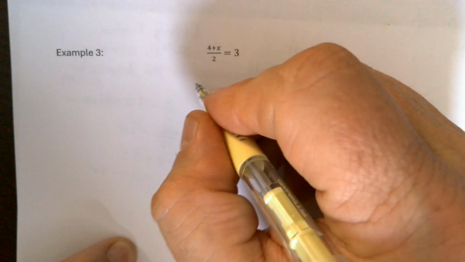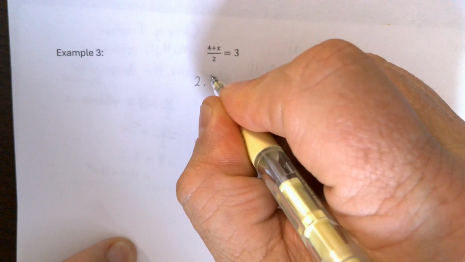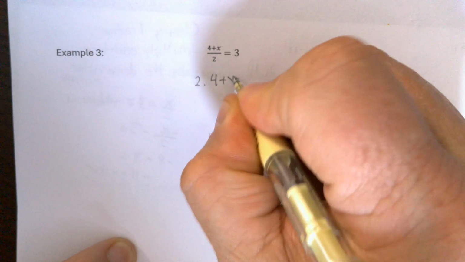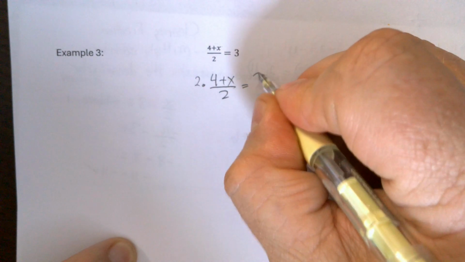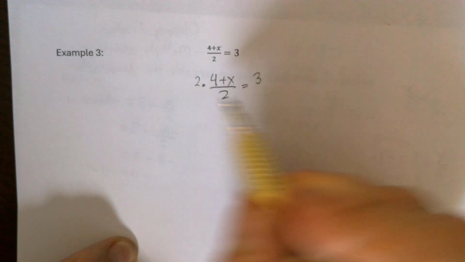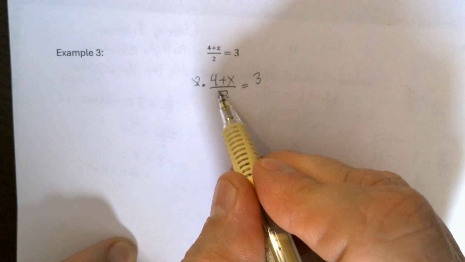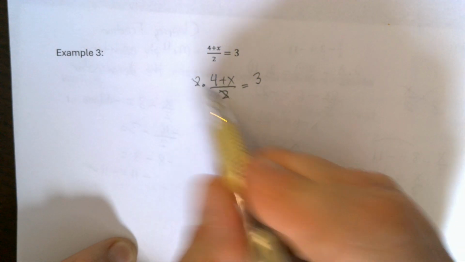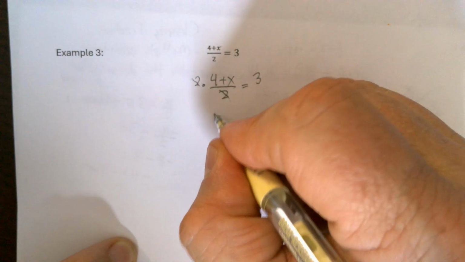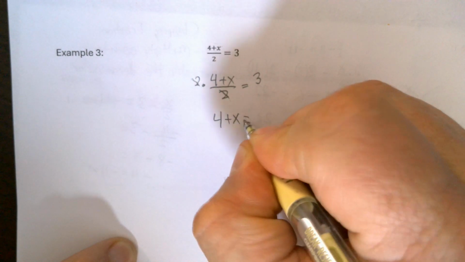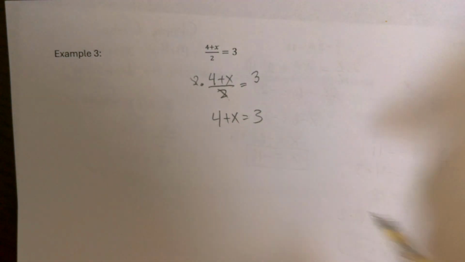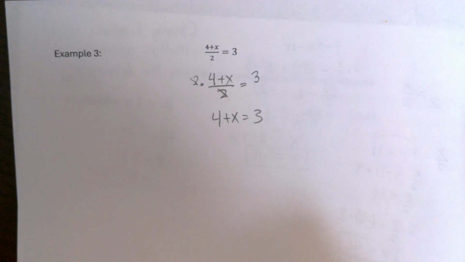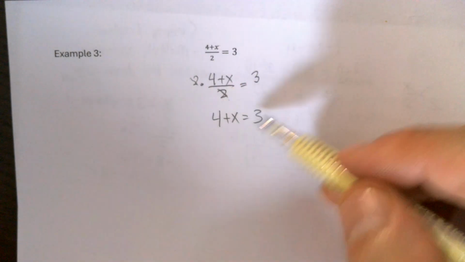So our first step is actually going to multiply both sides by 2. So we have 4 plus x over 2. We're multiplying that. And we have our 3 here. Now this 2 reduces down or cancels this 2. So this just cancels and you're just left with 4 plus x equals 3. And so that's really nice. When the whole thing's under the fraction, these just cancel. And so we're just left with a nice easy equation to solve.